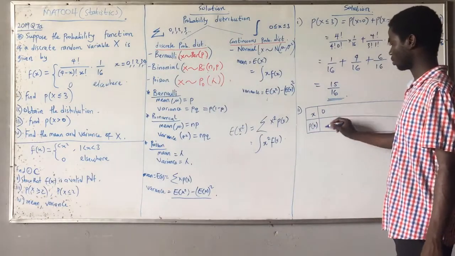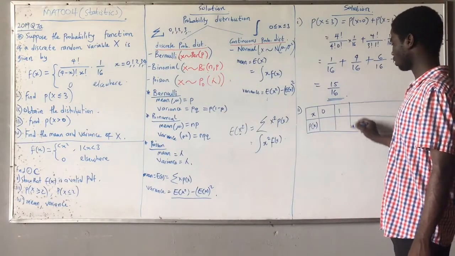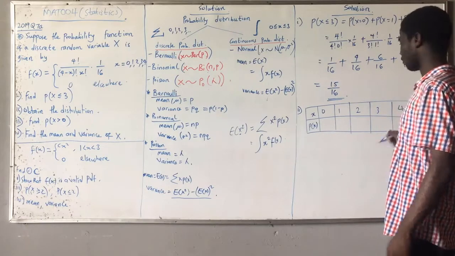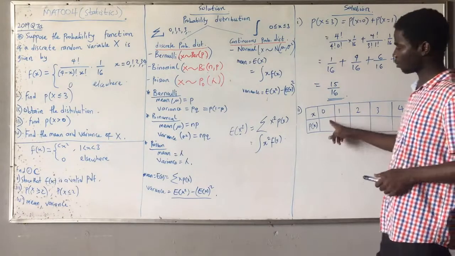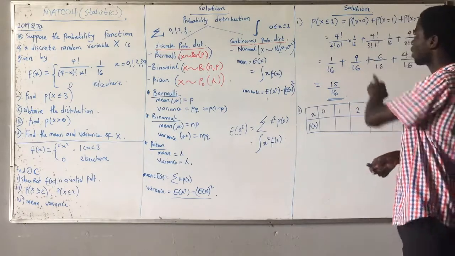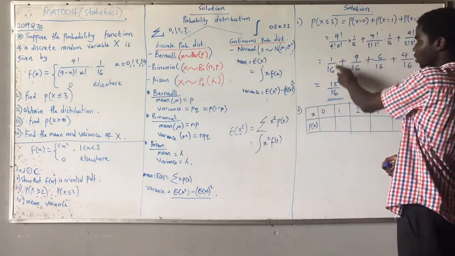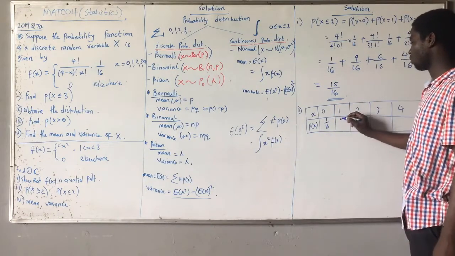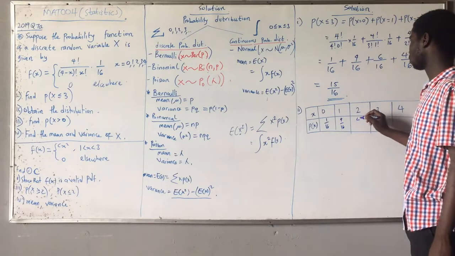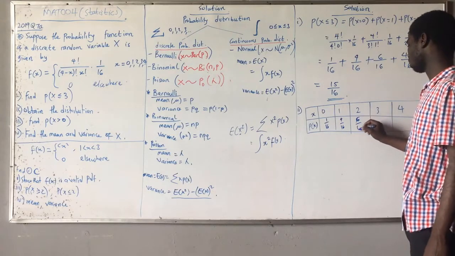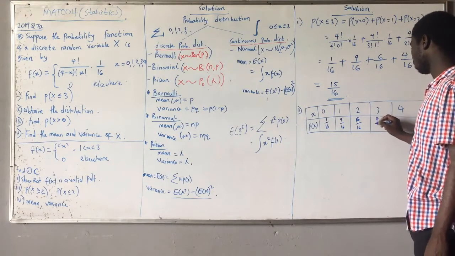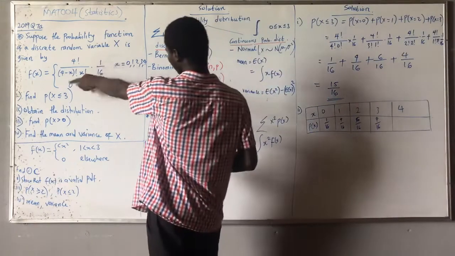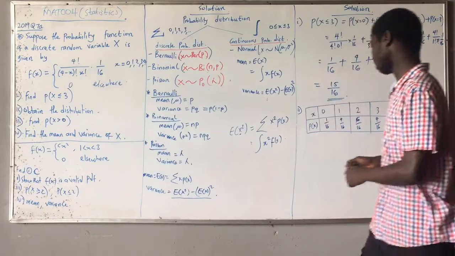When S is 0, you must know it. When S is 1, when S is 2, when S is 3, when S is 4. So, when S is 0, you will calculate. Actually, I've done that before. When S is 0, I have 1 over 16. When S is 1, 4 over 16. When S is 2, 6 over 16. When S is 3, 4 over 16. And when S is 4, if you put it here, you get 1 over 16 as the answer.